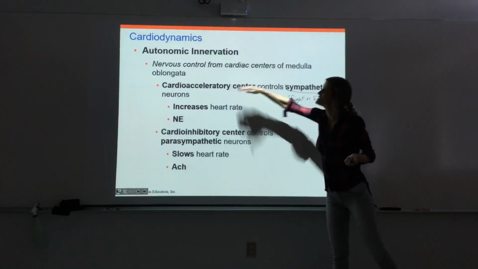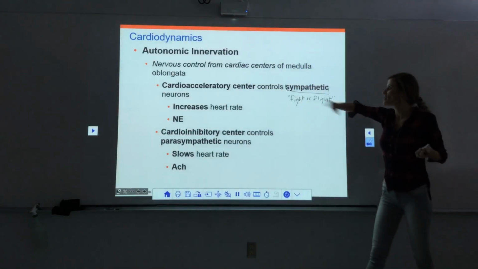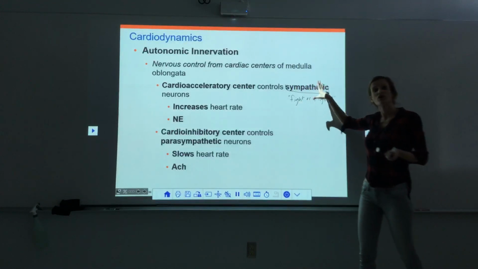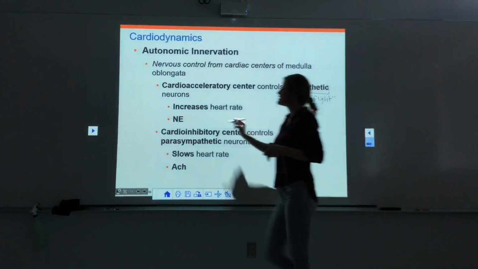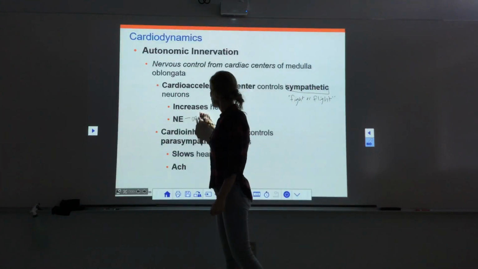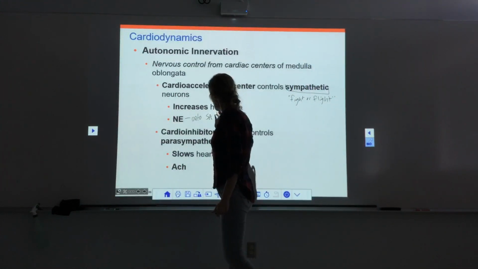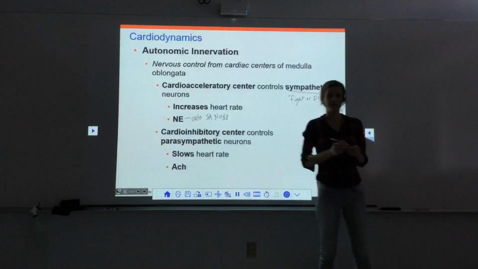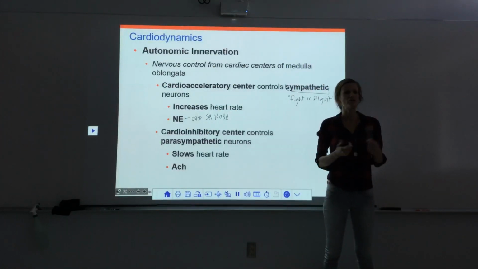The cardio-acceleratory center controls sympathetic neurons that are part of our fight or flight system. When these sympathetic neurons are stimulated, they release norepinephrine onto the SA node. And that norepinephrine increases your heart rate. What's that going to do to cardiac output?